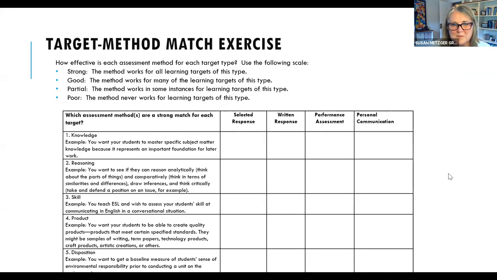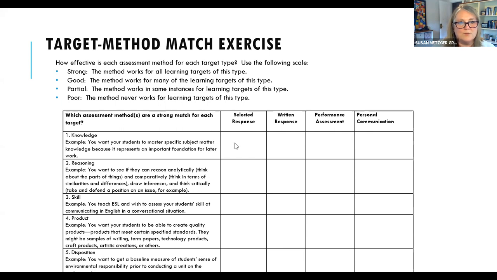So let's try to put some of this into a more concrete situation. I have a Google Doc that I'm going to share with you, with some real scenarios that you probably encounter as a teacher. For example, you have some knowledge targets for your students, and you want them to master specific subject matter knowledge because it represents an important foundation for later work. Then there's a reasoning example, a skill example, a product example, and one disposition. I'd like you to assess how effective you think each of these assessment methods is for assessing each target type.